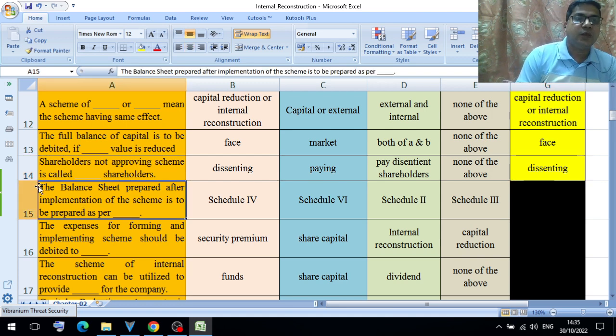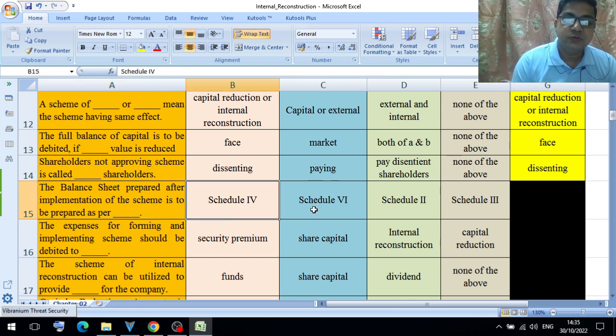Next, the balance sheet prepared after implementation of the scheme is to be prepared as per dash. Schedule 4, Schedule 6, Schedule 2, Schedule 3. The appropriate answer is Schedule 3.